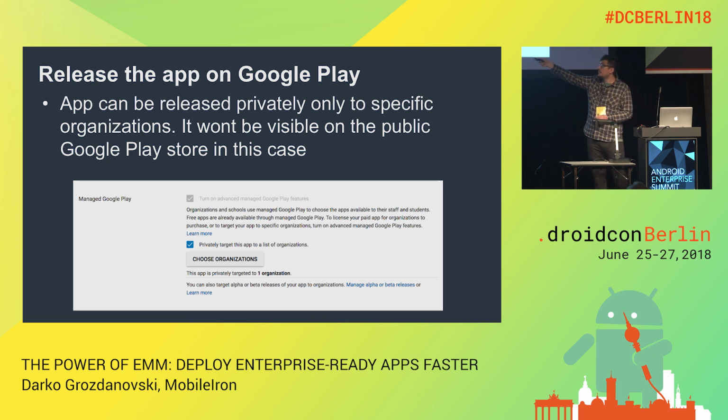Here you can also check another checkbox to privately target certain organizations. You can add those by the identifier that I mentioned. That's a really important thing, because a lot of organizations don't want their applications to be publicly available on the store, especially when doing in-house applications. So you have to be aware that you can use Google Play, but there is still an option to privately distribute your applications.